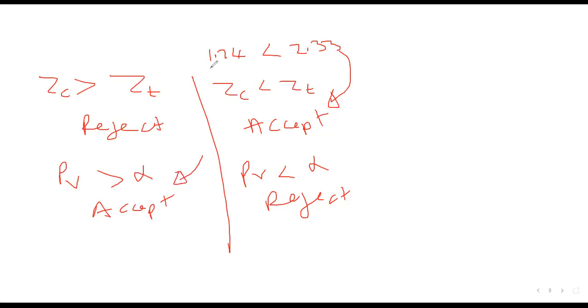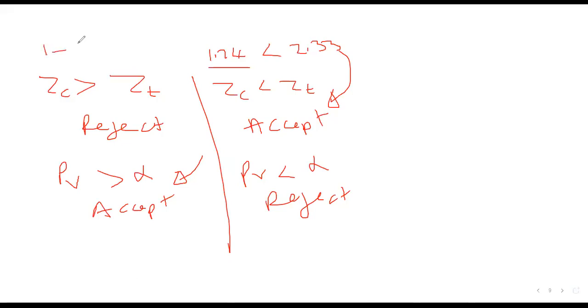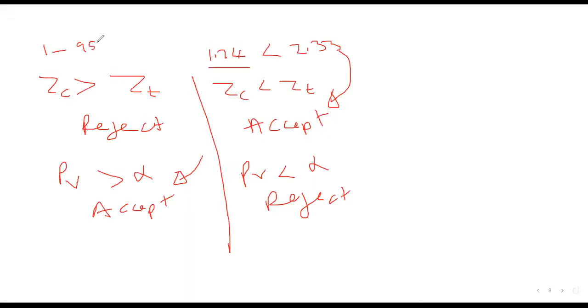So when we read the 1.74, we got 0.9582. Then subtract from 1. What did we get? 1 minus 0.9582. What did we get?